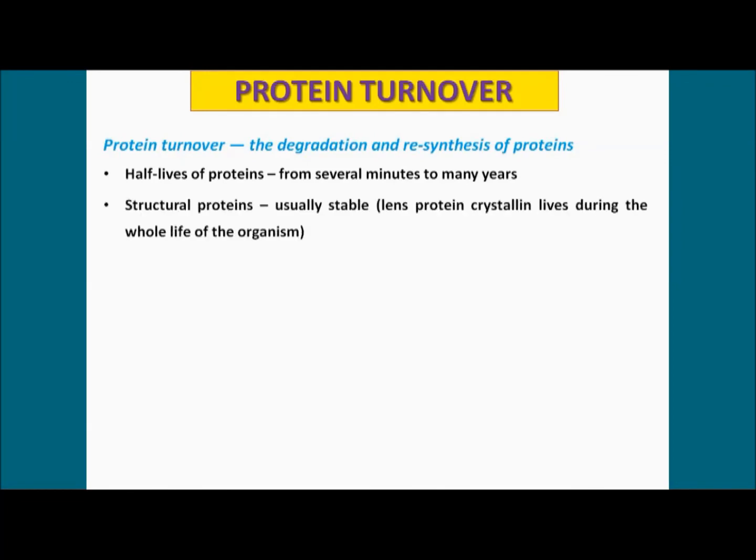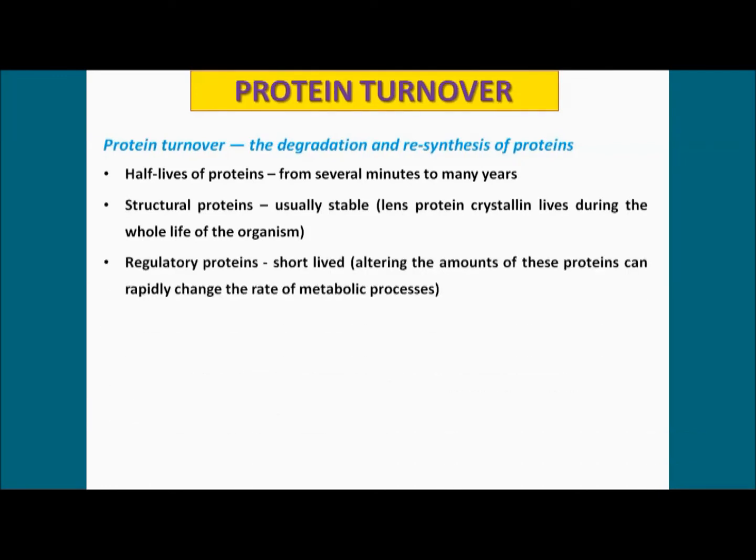Moreover, the structural proteins are usually stable. For example, the protein crystallin, which is found in the lens, is stable throughout the lifetime of an organism, right? Regulatory proteins are generally short-lived. So what are the regulatory proteins? These are the enzymes, the hormones, and their receptors. These are generally the short-lived proteins.